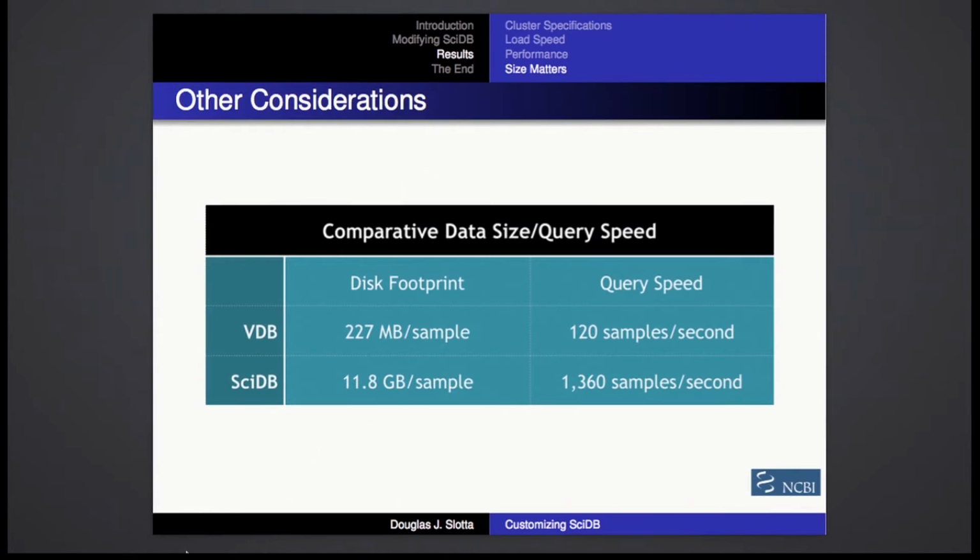All right, so other considerations for why we're using SciDB. We had a very concise storage for our samples. You can see that we had less than 300 megabytes per sample, whereas SciDB is considerably larger. However, the query speed going across the samples using the same hardware is about 120 samples per second.